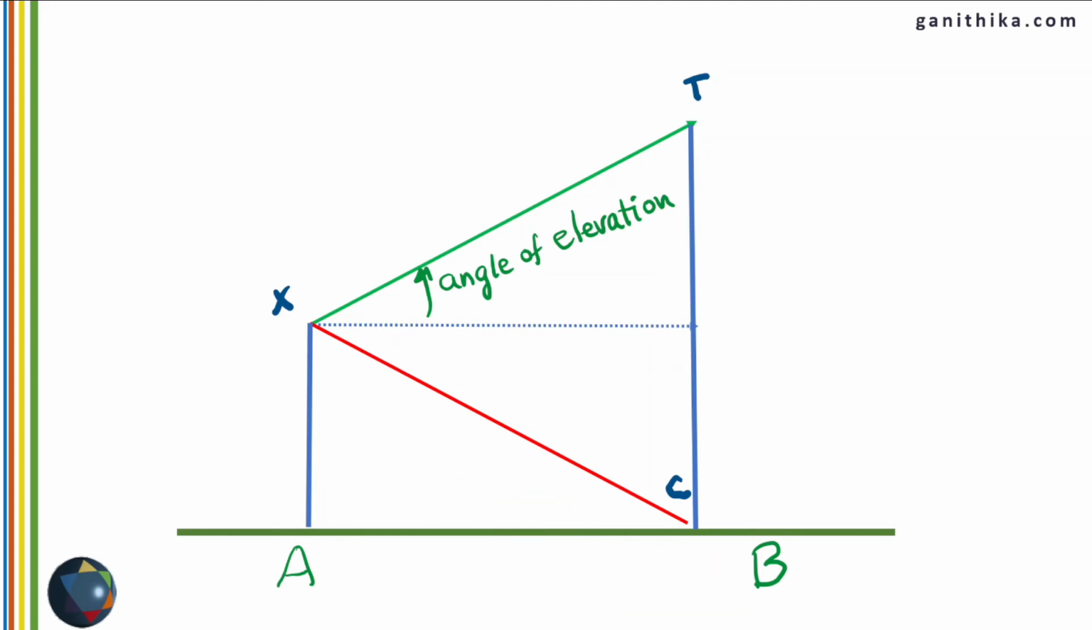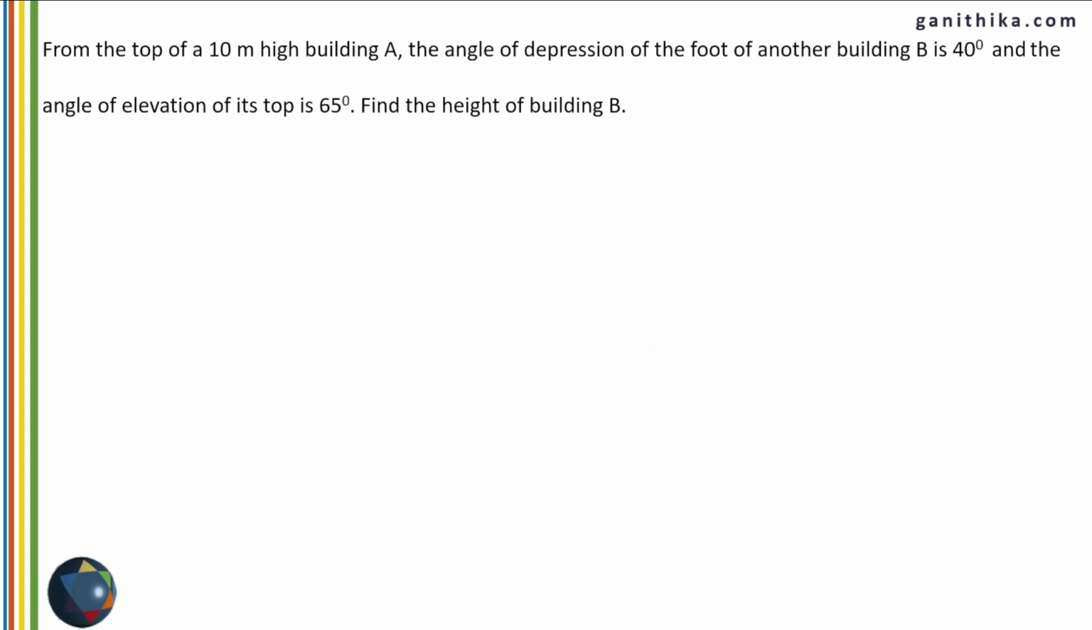Whereas the angle of elevation from X to T will be different depending upon the height of the building B. So these two angles are only equal because they form the Z property between two horizontal lines. So let's proceed further and see what we can do with this information. So we are considering an appropriate question for this.